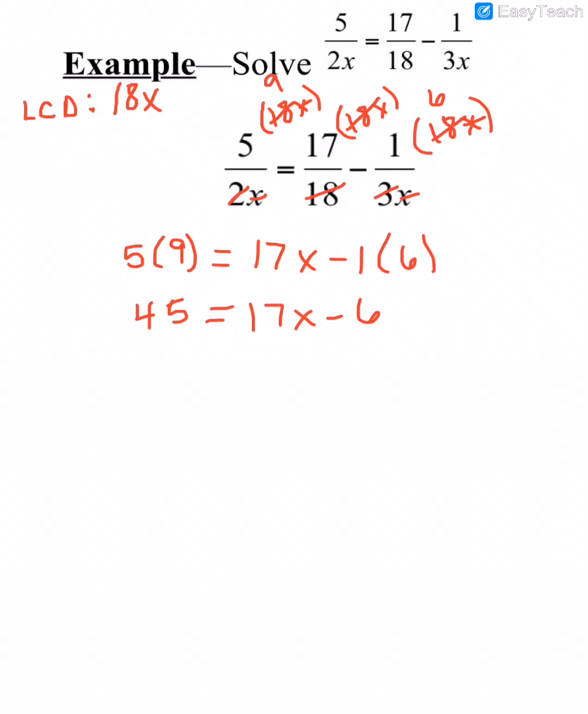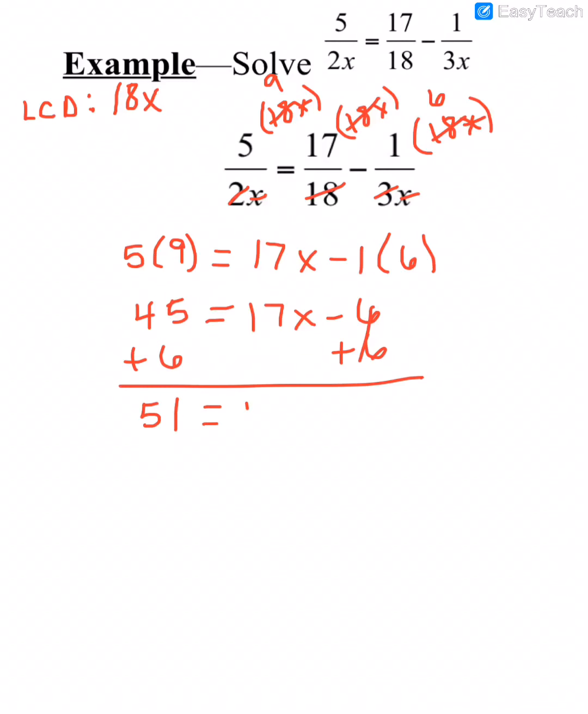So now I need to get my like terms together. Okay, so I'm going to add 6 to both sides of the equation. So that gives me 51 is equal to 17x. Divide both sides by 17, and 17 will go into 51 3 times. So x equals 3.